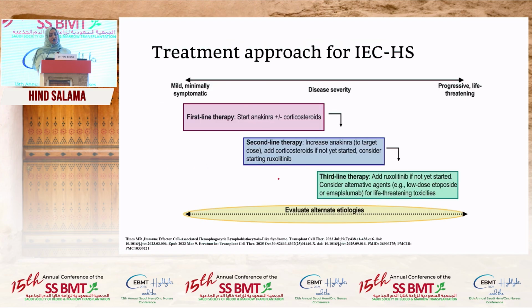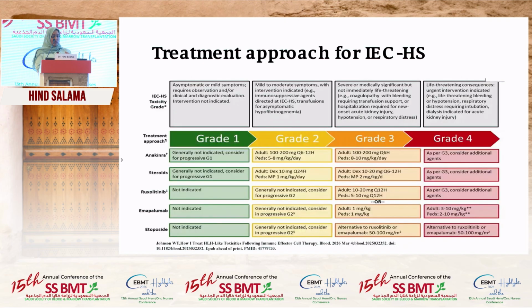So now for the treatment. For the first line, Hind recommended starting anakinra first, and if the patient did not improve, adding steroid. For the second line, increase the dose of anakinra, add cortisone if not yet added, and consider ruxolitinib. For the third line, if all this did not work, she recommended adding ipilimumab. Each time you move from one line to another, you need to again search for other etiologies. This How I Treat article was published just last March in 2026. It's more informative and more detailed than Melissa's guidelines.